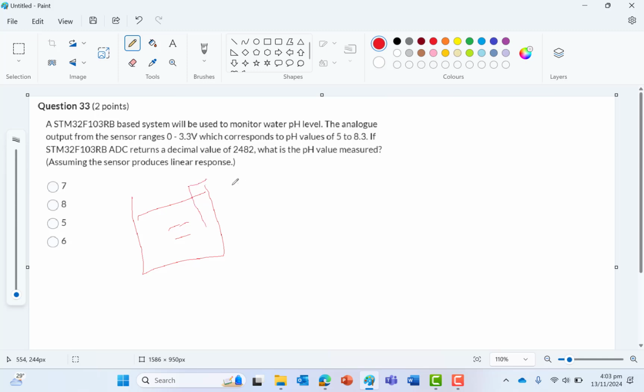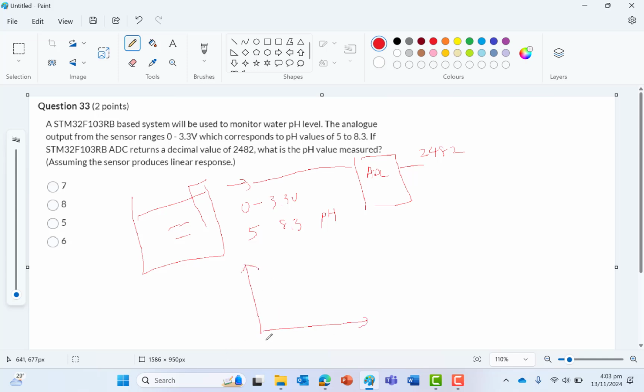Now this pH sensor will output something that is 0 to 3.3 volt, and this corresponds to 5 to 8.3 pH. This is the volt, this is the pH. This voltage is connected to an A to D converter, ADC, and the ADC produced the answer 2482.